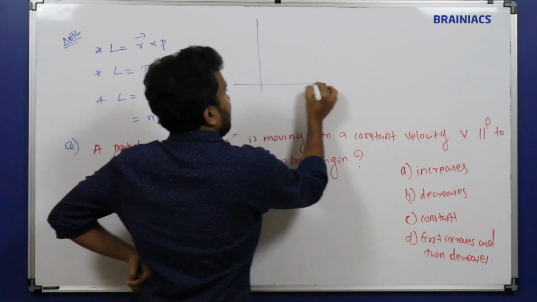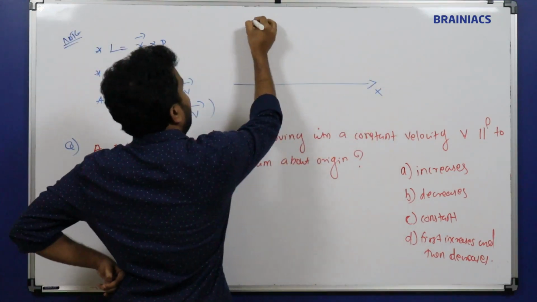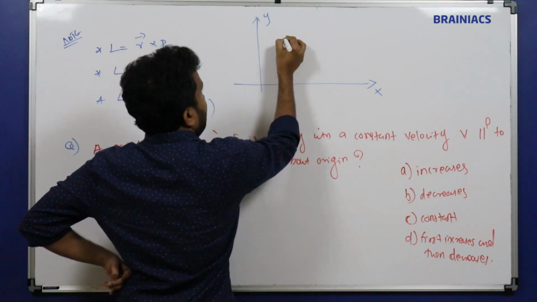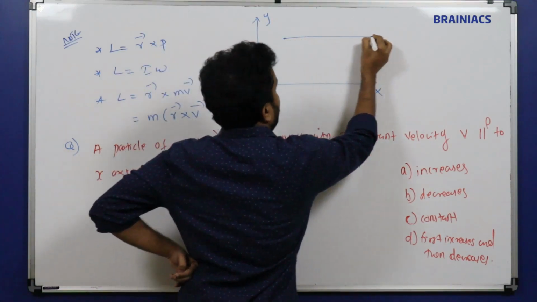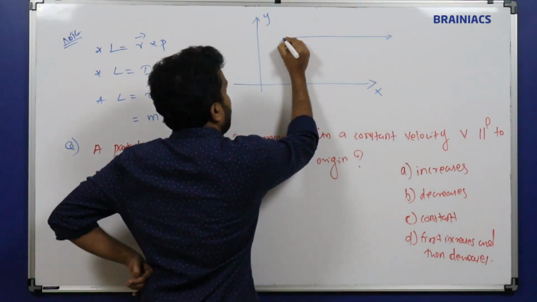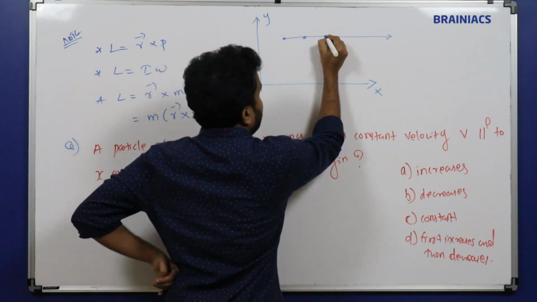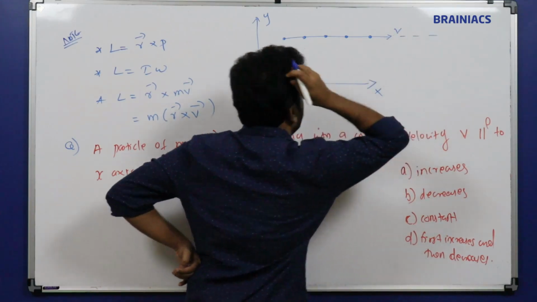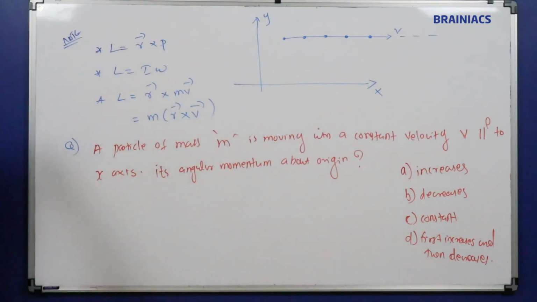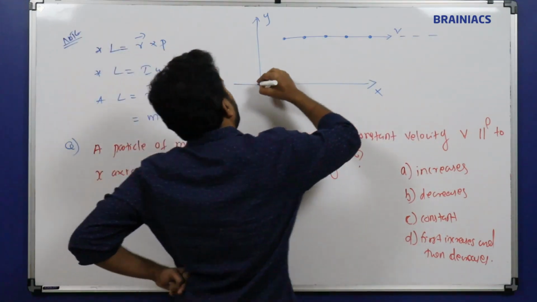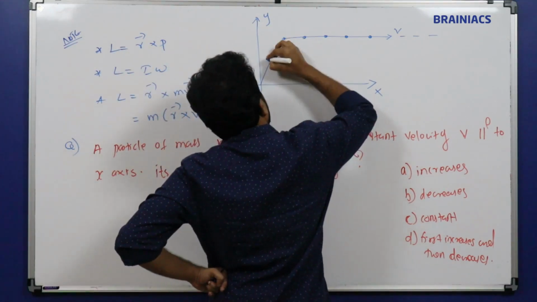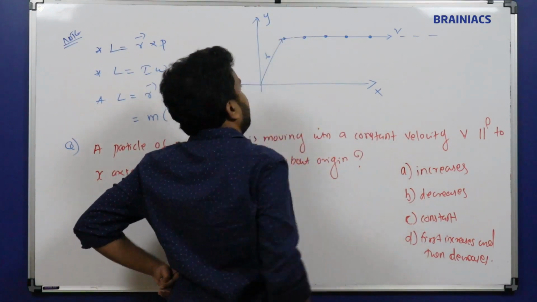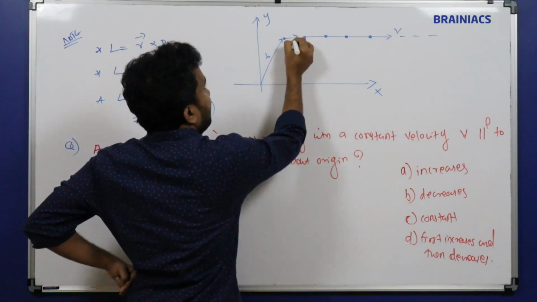So we have an x-axis and a y-axis. A particle is moving parallel to the x-axis. This is one point, after some time here, after some time here, and it goes on like this. The position with respect to the center, suppose it is here, then the position vector is r, and this is the direction of velocity.